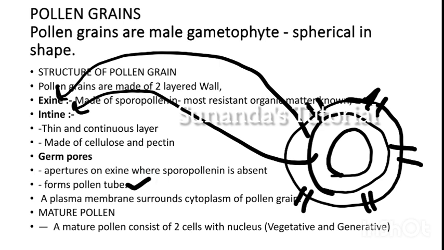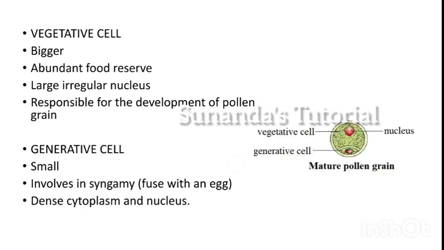So after formation, pollen is transferred by pollination onto the stigma of another flower or a flower borne on the same plant, and after landing on that stigma it will germinate. By the process of germination, the germ tube is formed from this pollen grain through this germ pore. So a mature pollen grain has two cells, one bigger vegetative cell and a small generative cell.